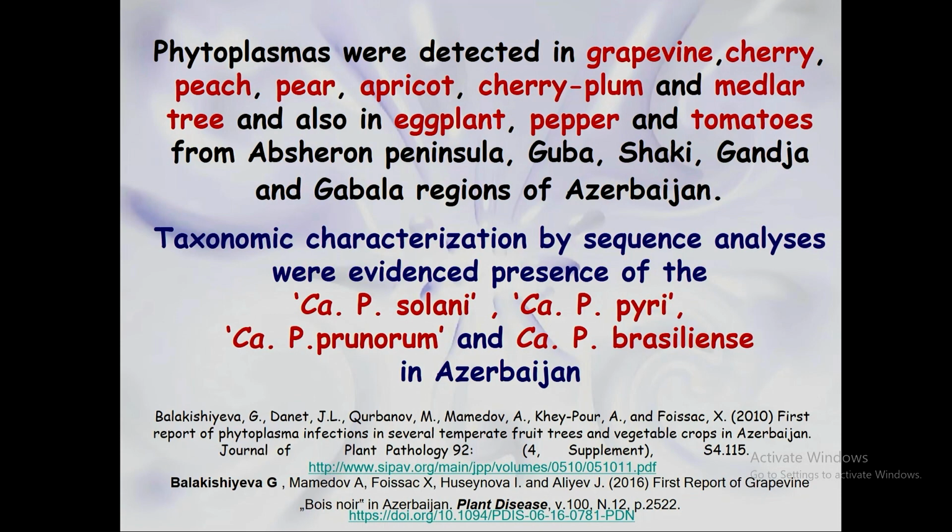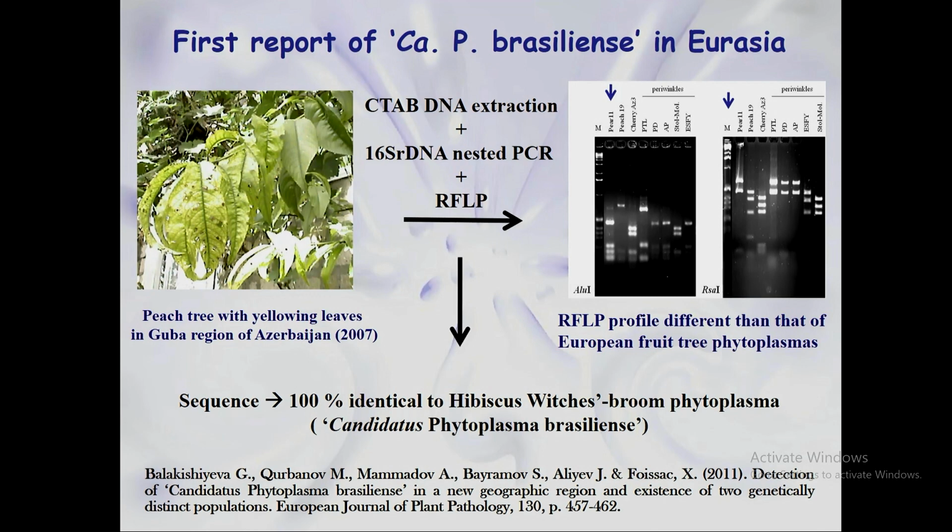And now I would like to say how we performed the research on phytoplasmas. So first, we have performed the first report of the Candidatus phytoplasma brasiliense in Eurasia, and this phytoplasma was a new phytoplasma. As you know, this phytoplasma was found in 2001 in Brazil, in hibiscus. But then we found this phytoplasma in Guba, in peach tree. This is the first report of this phytoplasma other than in hibiscus and other than Brazil.